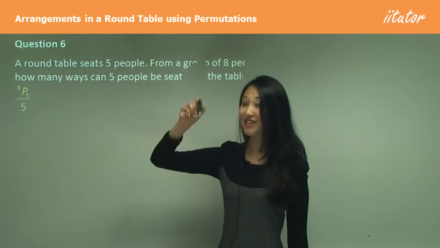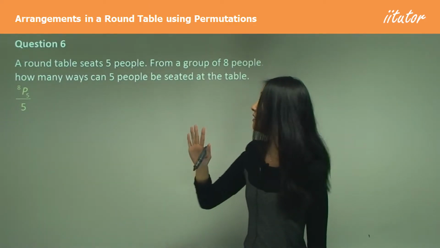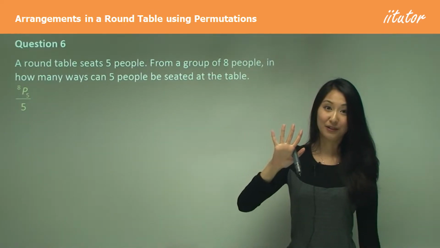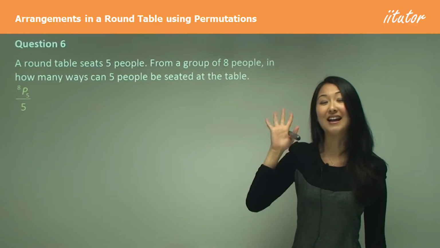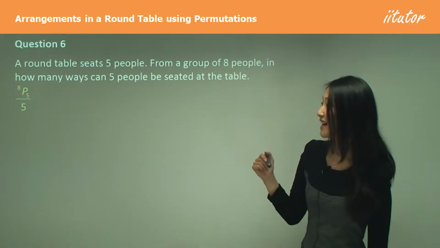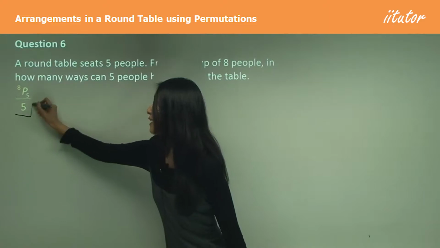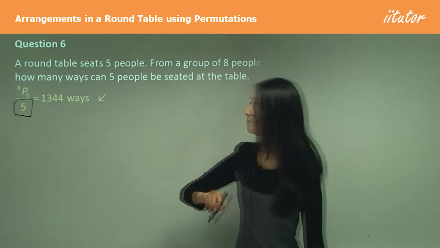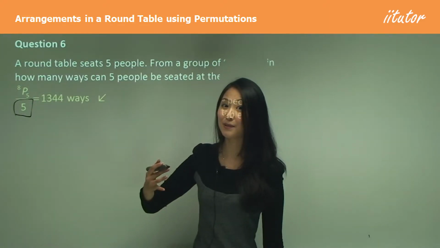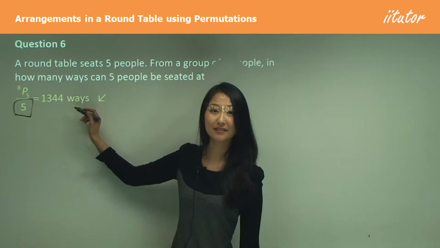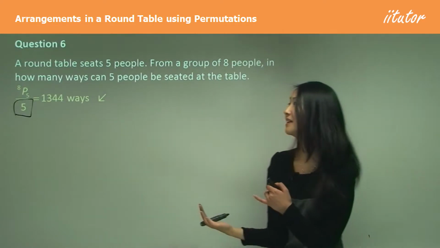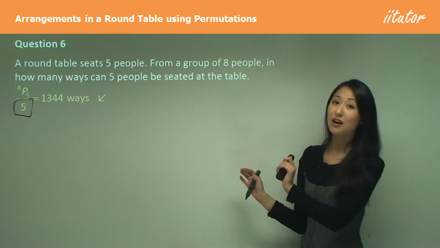Now, because they're arranged in a circle, the circle only has 5 people in it. And when we had 5 people, we had 5 identical tables. So that's why I divide by 5. So getting rid of the identical tables. And that just gives me, you can just put that in your calculator, 1,344 ways.